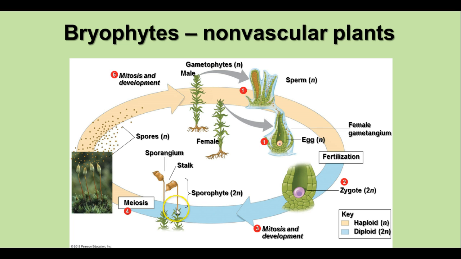The sporophyte here grows out of the top of the gametophyte and is entirely dependent on the gametophyte for its food and nourishment. The stalk grows a sporangium up here on a cap, and inside here is where meiosis occurs to produce the haploid spores, which can then be released from the spore cap, and they can grow into new gametophyte generations.